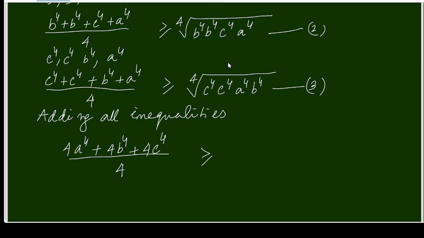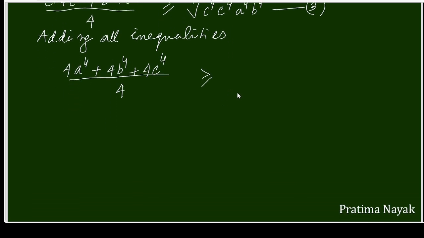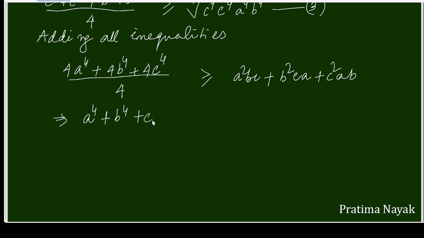So this will be a^2 bc plus b^2 ca plus c^2 ab. Now 4 will be cancelled, so I am getting a^4 + b^4 + c^4 is greater than or equal to abc within brackets (a + b + c). So hence proved.